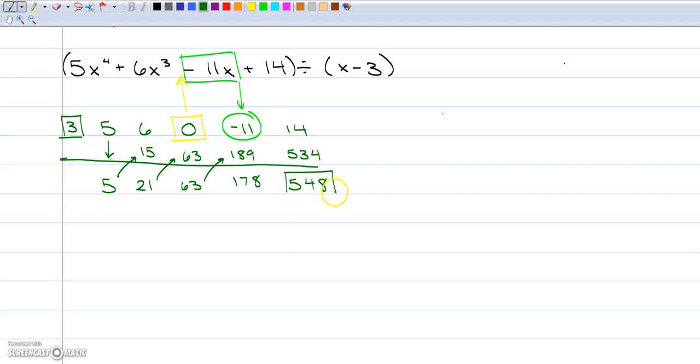548 is your final remainder. That makes your final quotient for this problem really ugly. And I agree. It's not something I ever wanted to give you. Numbers didn't work out this time. Oh well. Get used to it. This is what you ended up with.